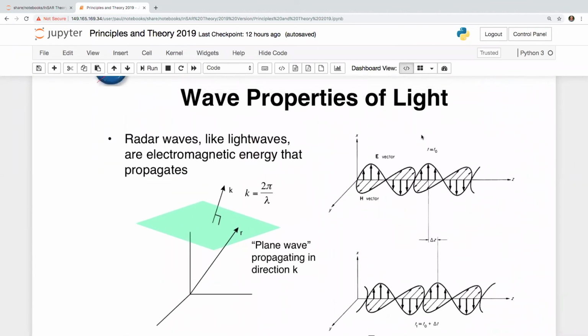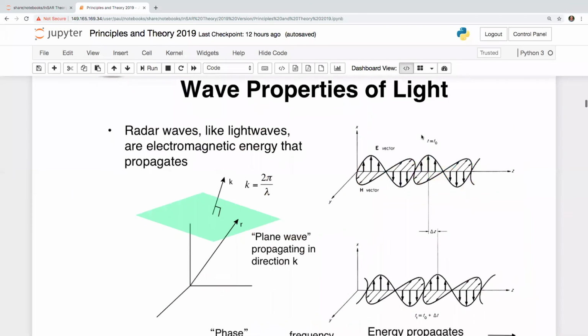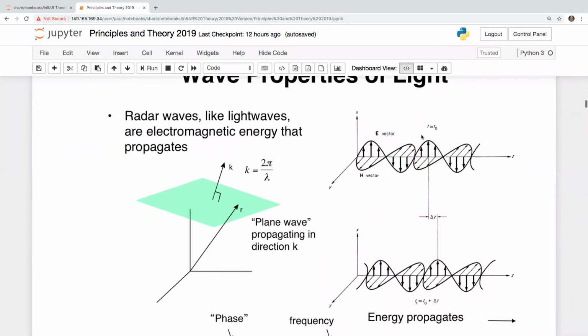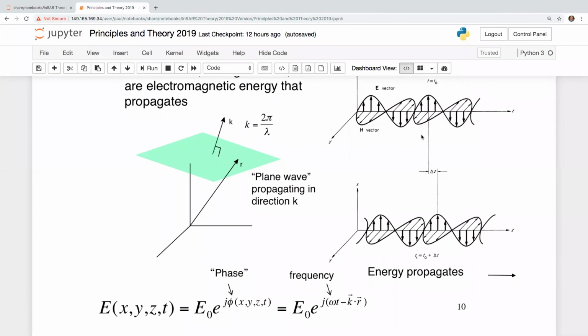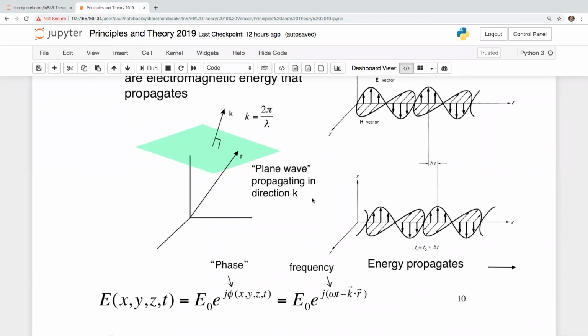So all of this SAR imaging and interferometry relies on the wave properties of light, in particular the amplitude and the phase of that light. And for those of you who have studied electromagnetics in the past, you probably are aware that the laws that govern electromagnetic wave propagation admit simple solutions called plane waves, which can be represented by some amplitude and a phase factor. The phase is given by omega t, where omega is the frequency of oscillation in time, minus k dot r. k is the direction of propagation, and r is just the position.